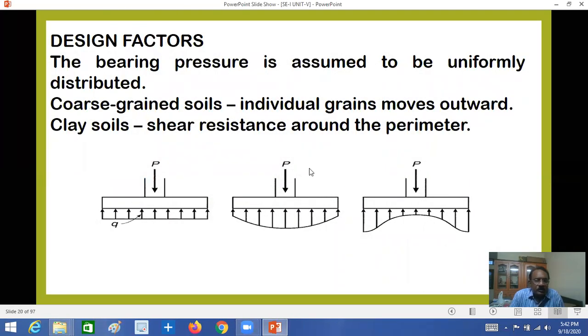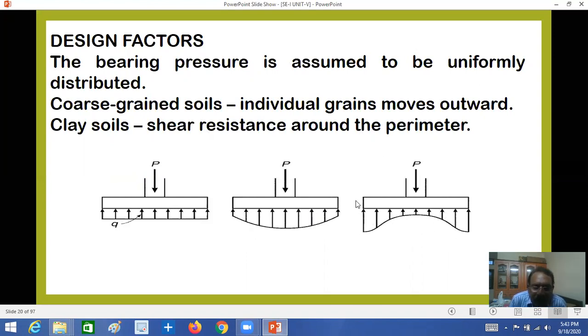Okay, design factors. What are the design factors? Till now we discussed the foundations, but when we go for design factors, the bearing pressure is assumed to be uniformly distributed. In coarse grained soils, individual grains move outward. In clay soil, there is shear resistance around the perimeter. These are two different types of figures. If you observe, there are two sides. Coarse grained soil will move upwards and outwards. Clay soil has shear resistance around the perimeter. You have to observe this carefully.